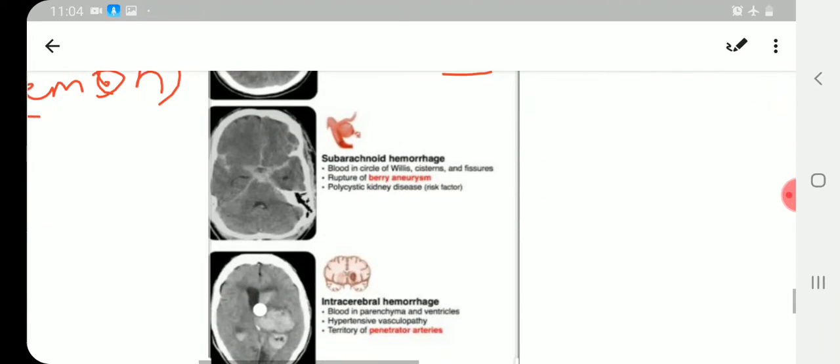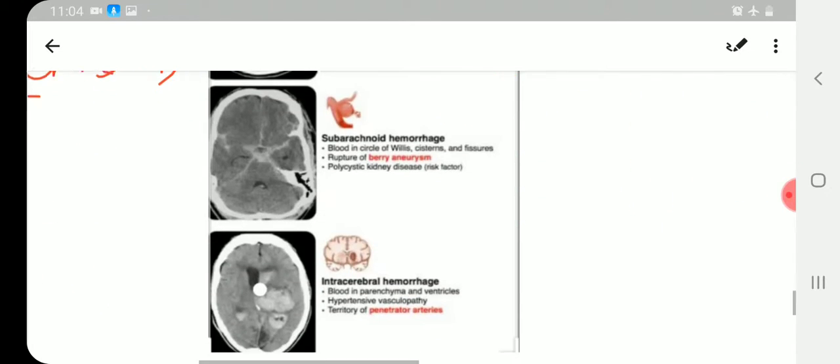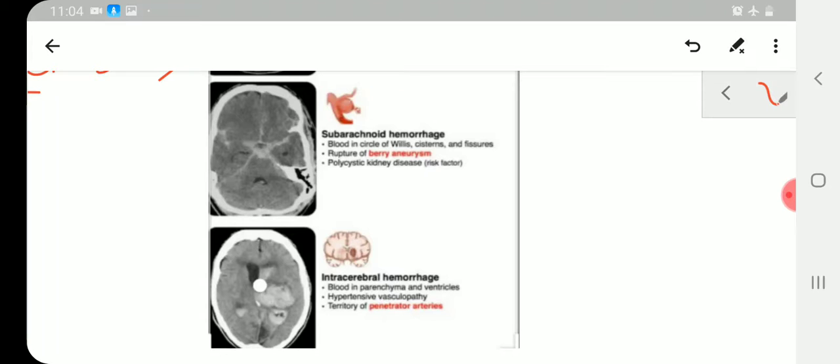Okay. So the next is subarachnoid versus intracerebral bleed. We are not going to see much about them. All you need to know is subarachnoid can happen because of the rupture of Berry aneurysms. The blood is stored in the circle of Willis or cisterns or fissures, anywhere in these areas. One of the risk factors is polycystic kidney disease.